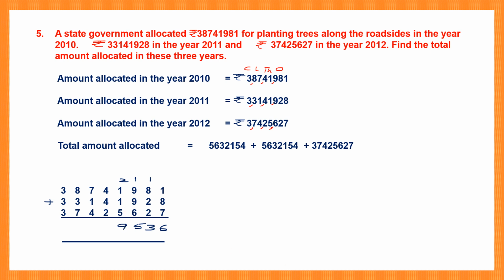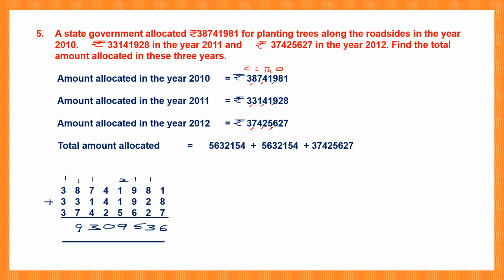Then here we don't have anything to carry over. 4 plus 4 is 8. 8 plus 2 is 10. So we put a 0 here and we carry over 1. Then here we have 7 plus 1 is 8. 8 plus 1 is 9. 9 plus 4 is 13. So carry 1 again here. Here we have 8 plus 1 is 9. And here we have 10. 9 plus 10 is 19. So put 9 here. Carry 1.